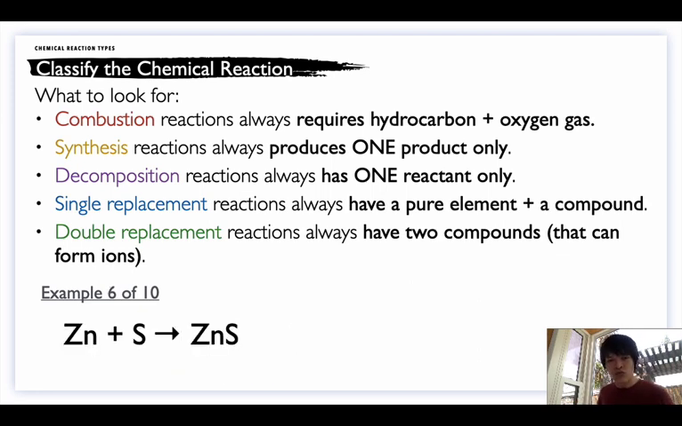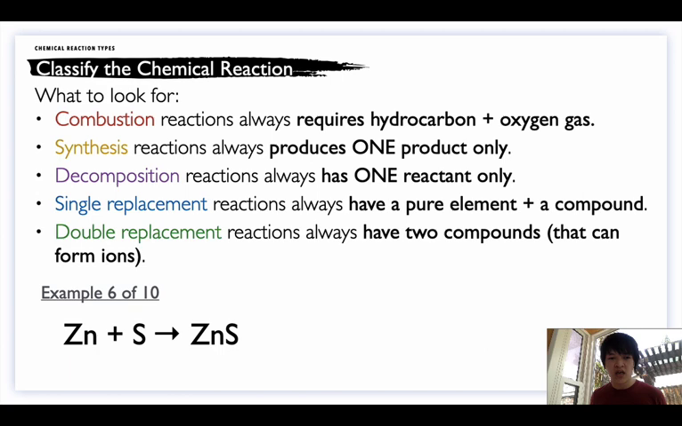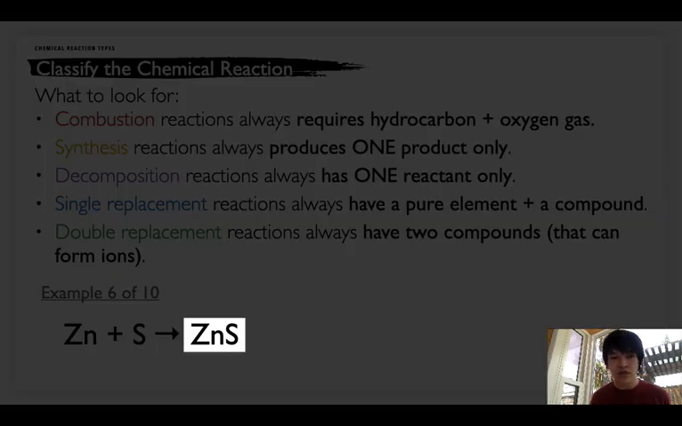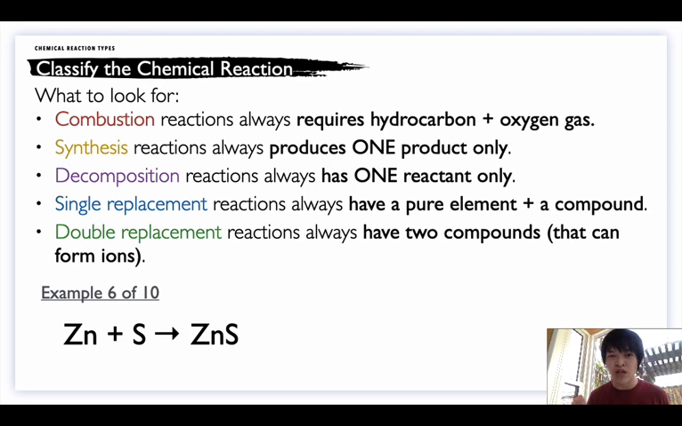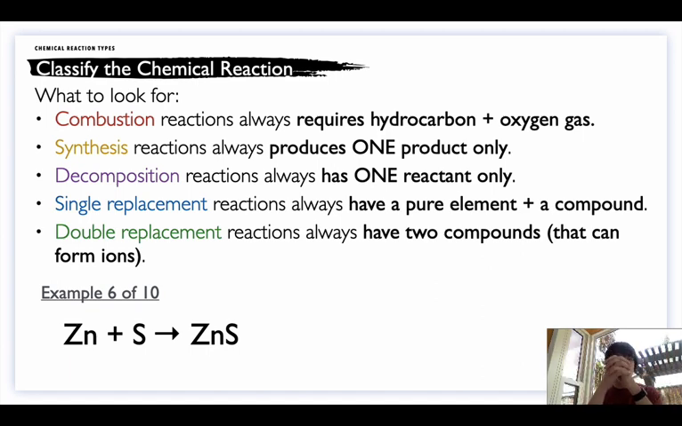Example 6, we have here zinc metal, and it's reacting with sulfur, pure sulfur, and it's producing zinc sulfide. Dead giveaway, there's only one product here, so this is a synthesis reaction. Two things are combining to form one thing. It's synthesizing.